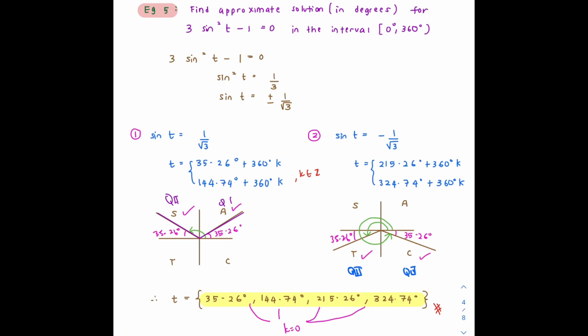So now let's conclude our answer. Just take K equal to 0. Put it in our general formula here. So these are all your answers. You have 4 angles all together.